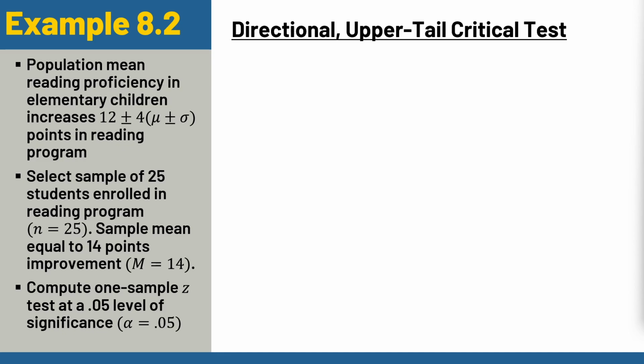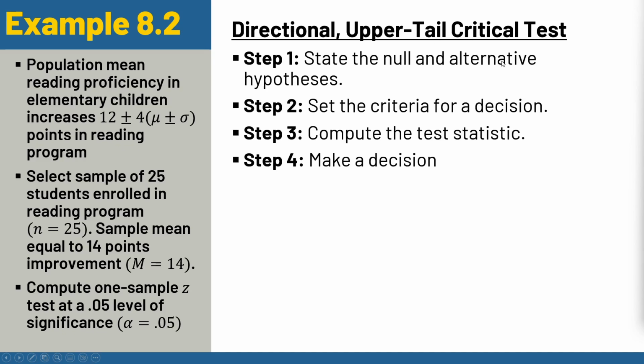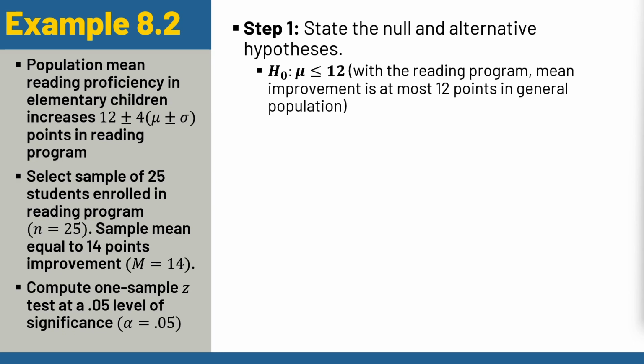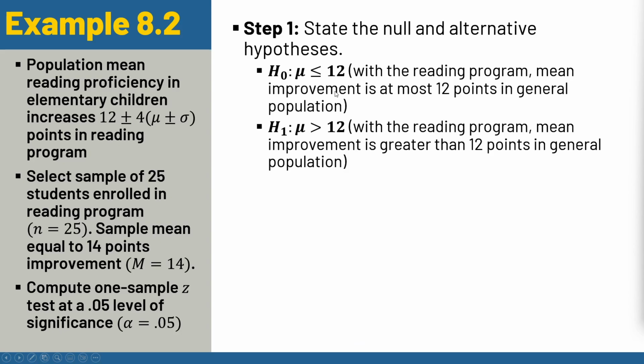And so here, now we're worried about a specific direction. We're doing an upward tail critical test. So we'll follow the same steps, starting with step 1. What is our null hypothesis? Well, here we're going to say that the population mean is less than or equal to 12. So in other words, with the reading program, mean improvement is at most 12 points, right? So in this case, with directional hypotheses, we're basically taking that population parameter, and we're saying that's the most it can be.